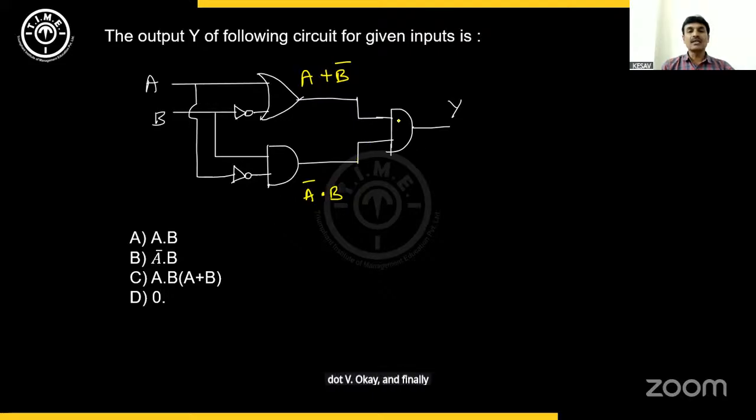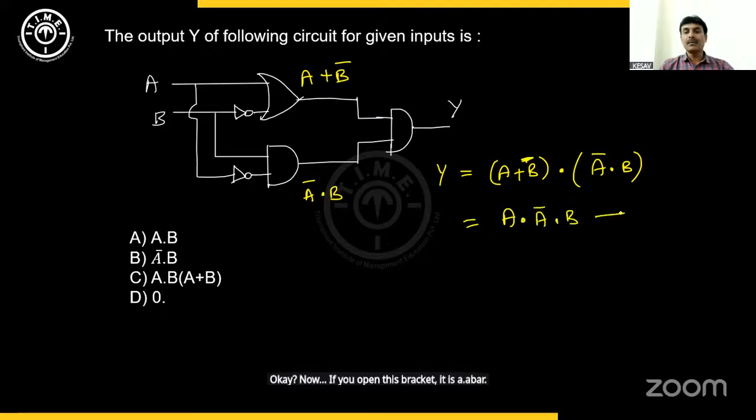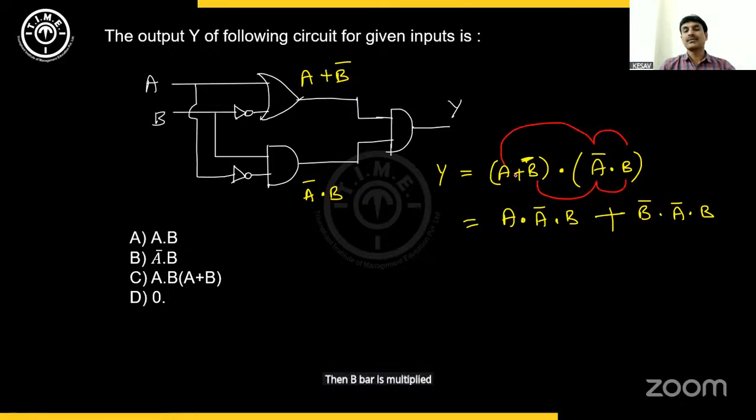And finally, these two are the inputs for the last AND gate. So what is Y? AND it is A plus B bar. A plus B bar. AND means dot operation. Another one is A bar dot B, second input. Okay. Now, if you open this bracket, it is A dot A bar dot B plus multiplying with B bar again, B bar dot A bar dot B. So here A is multiplied with these two first, then B bar is multiplied with these two first with plus sign in between. Okay, right.